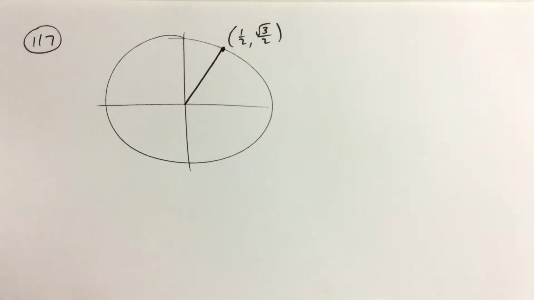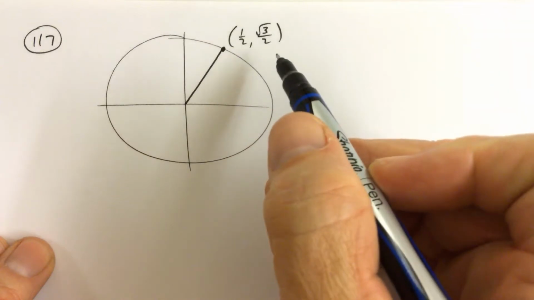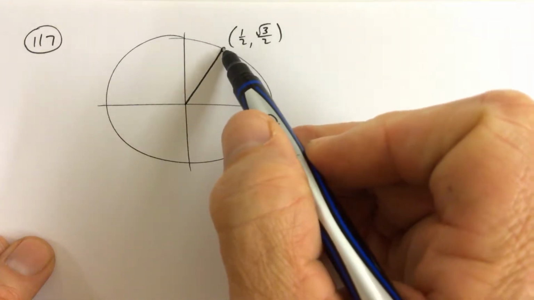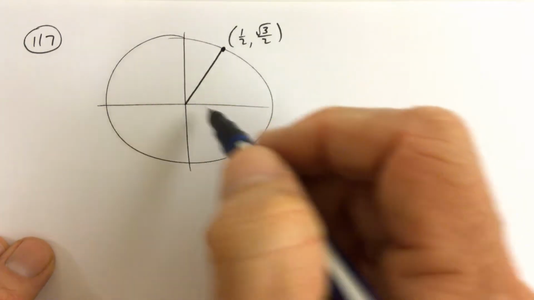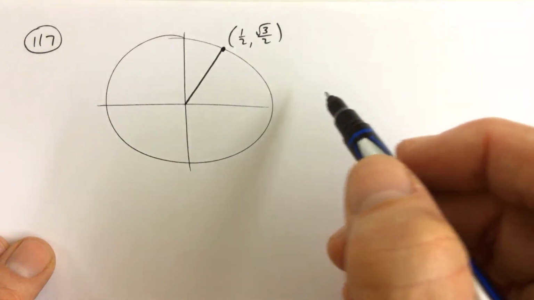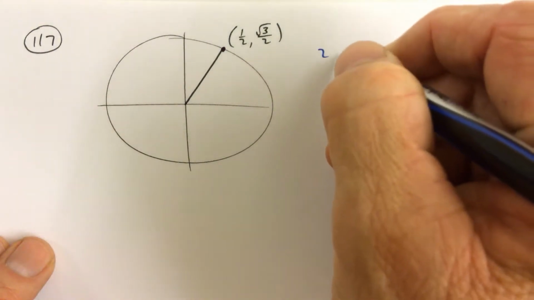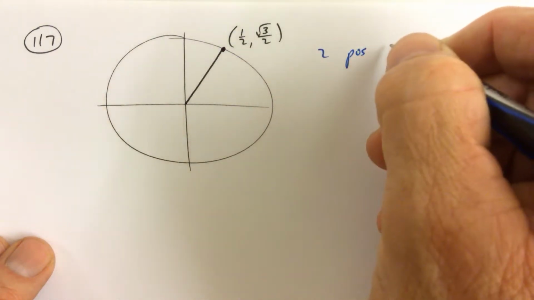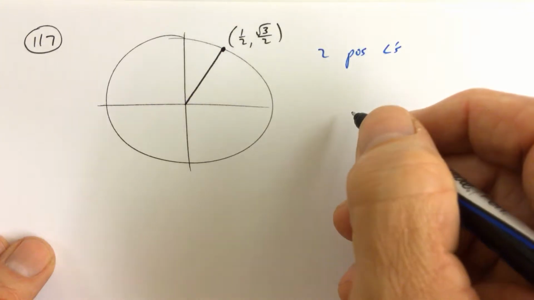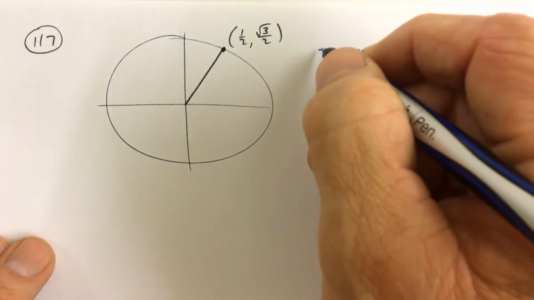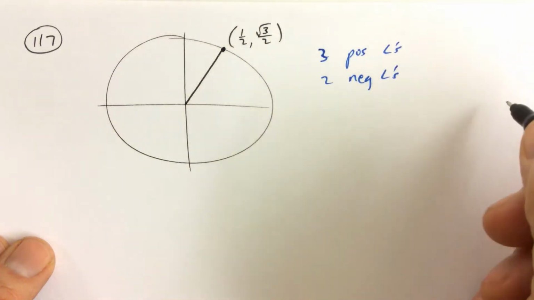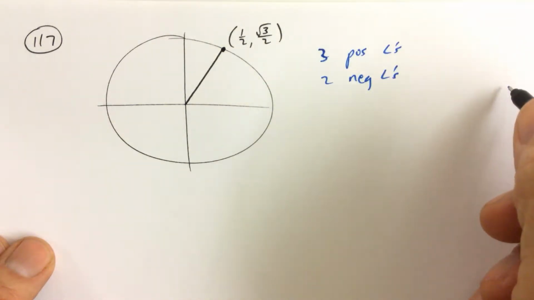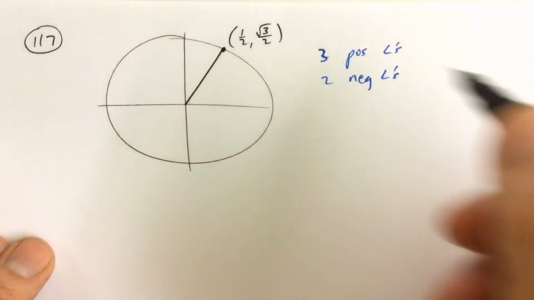Well, finally, we get to problem number 117, and we are told that we have this ordered pair that corresponds to an angle on the unit circle. The point is on the unit circle, and we're supposed to find three positive angles and two negative angles that correspond to this point on the unit circle.